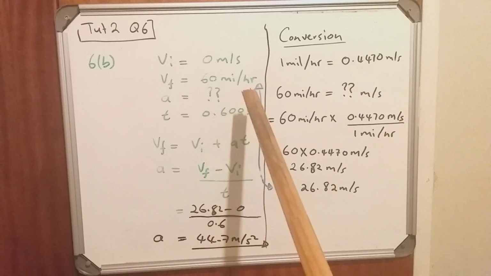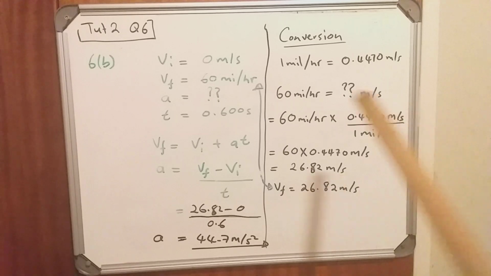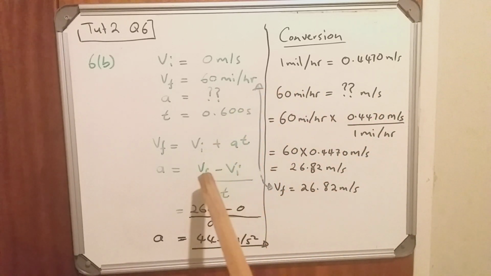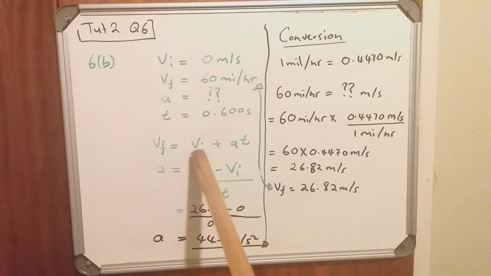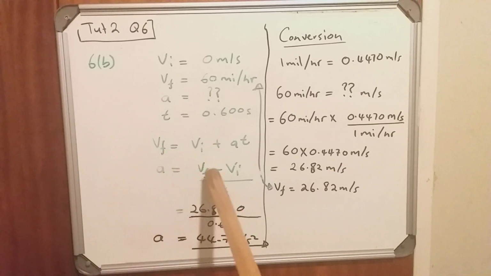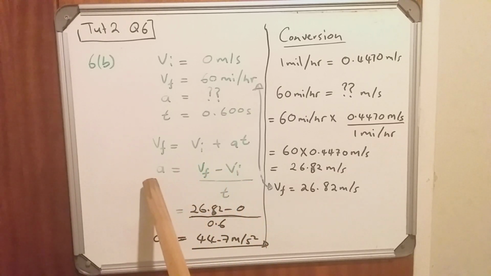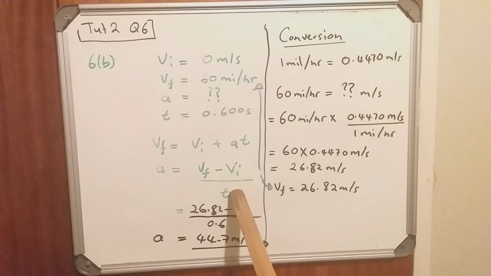So basically what we must do is know our equation, which is the equation of motion: Vf is equal to Vi plus At. We make A the subject of this formula. By moving Vi to the left-hand side, it becomes Vf minus Vi. Then we divide both sides by T, and it becomes A equals Vf minus Vi over T.